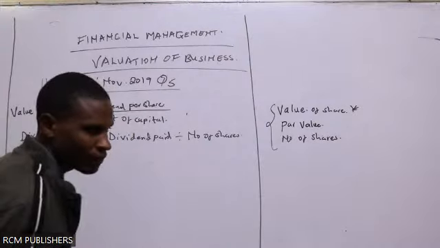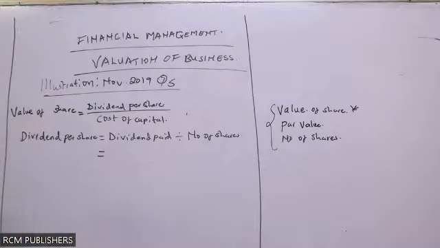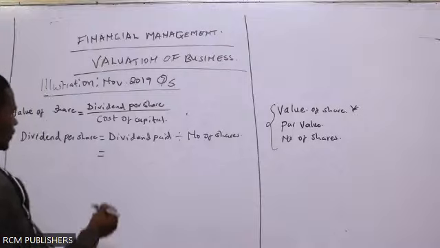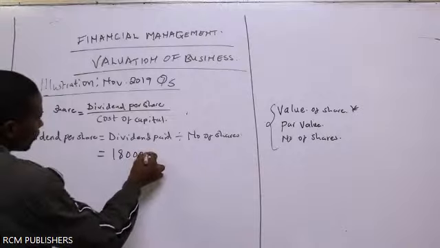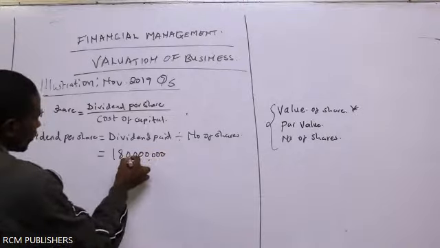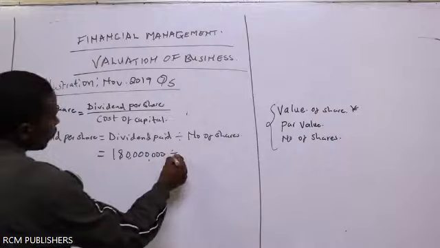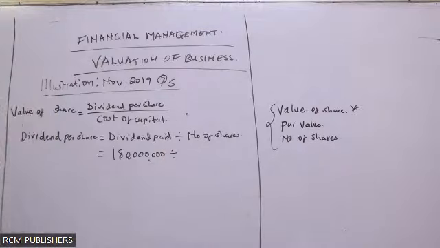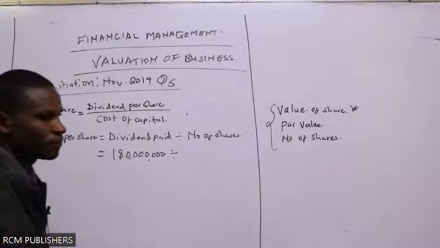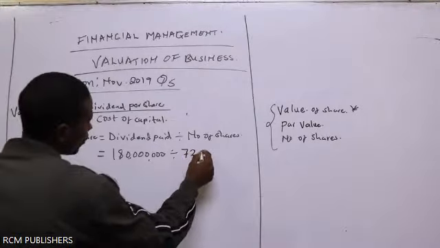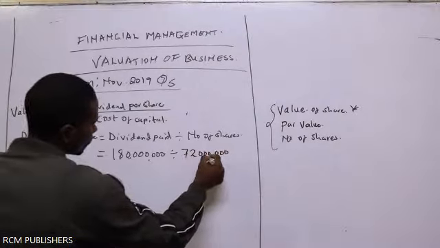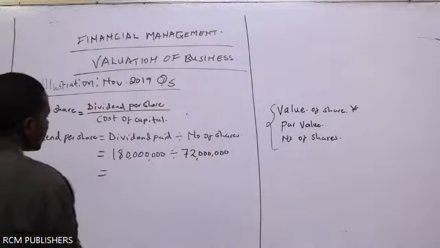So, what is the amount of dividend paid? 180 million. Just look at the question, the question is direct. So we have 180 million. That is the dividend paid. And then what is our number of shares? The number of shares given is 72 million. Now, what will be our dividend per share?